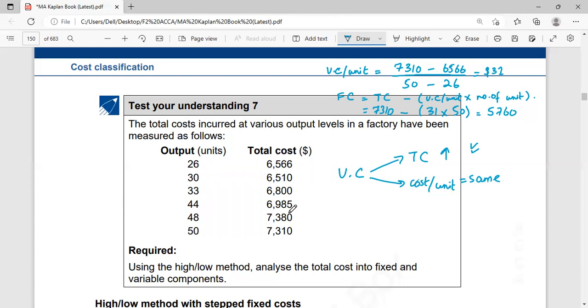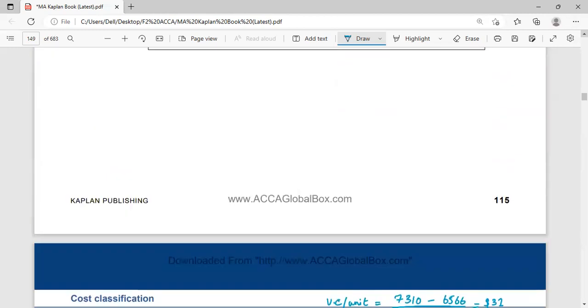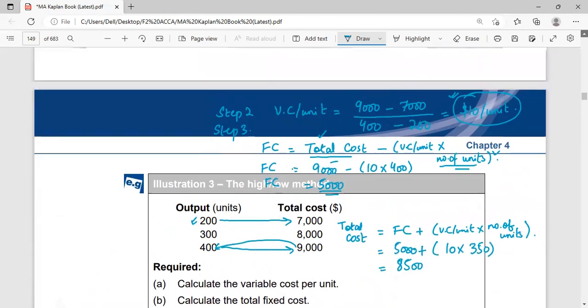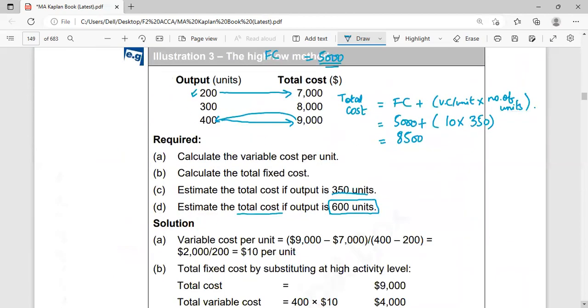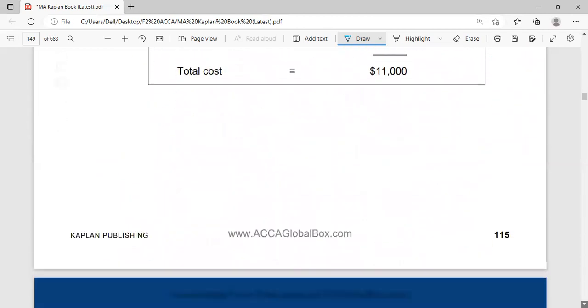But if it is a semi-variable cost, then you have to do this complete procedure. You have to first calculate the variable cost per unit, then you have to calculate the fixed cost, and then using this total cost formula, you will calculate the cost at 60 units, by taking activity level 60 here. Clear? Okay, so this thing is important. You need to keep this in mind. Now moving on.